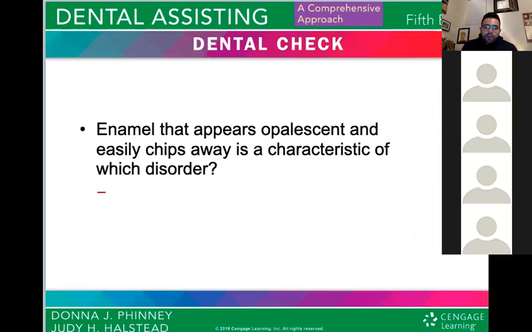Okay, so enamel that appears opalescent and easily chips away is a characteristic of which disorder? It was called... enamel that appears opalescent. You just told me this. I forgot the name. So this is dentinogenesis imperfecta. Very long word. You can just abbreviate it DI. But yeah, that's just when the enamel chips away, it's brittle. It has that opalescent or chalky appearance. Yeah, that's what that is.